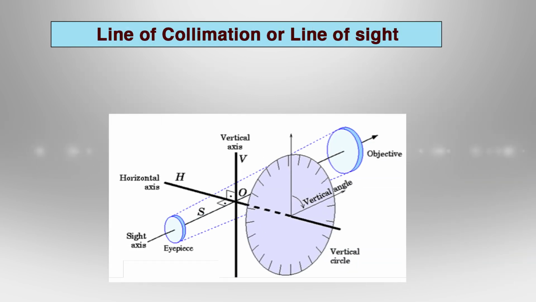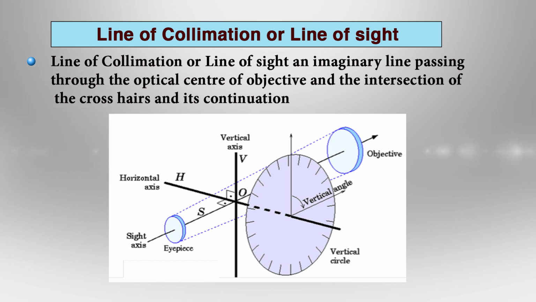The next fundamental line is the line of sight, or the line of collimation, which passes through the intersection of the horizontal and vertical crosshairs. These are present in the diaphragm and the optical center of the object glass. It is an imaginary line passing through the optical center of the objective and the intersection of the crosshairs, and its continuation. This line is called the line of sight or line of collimation.